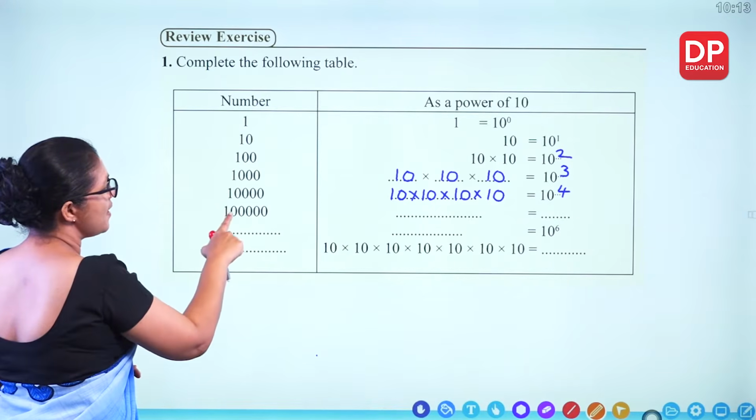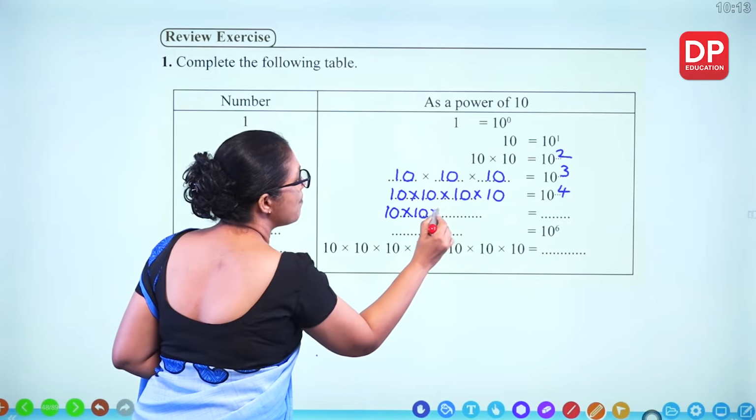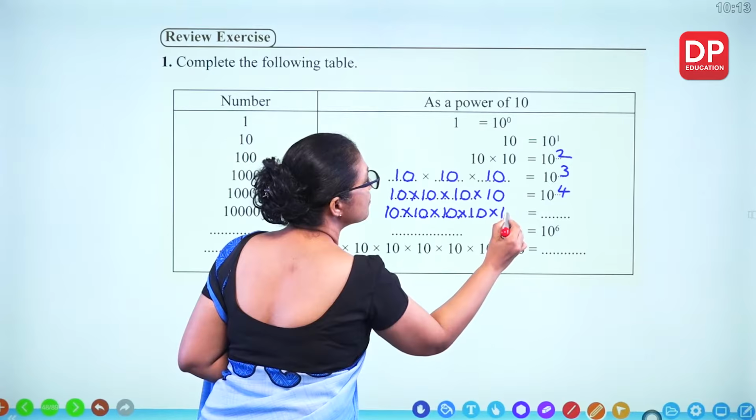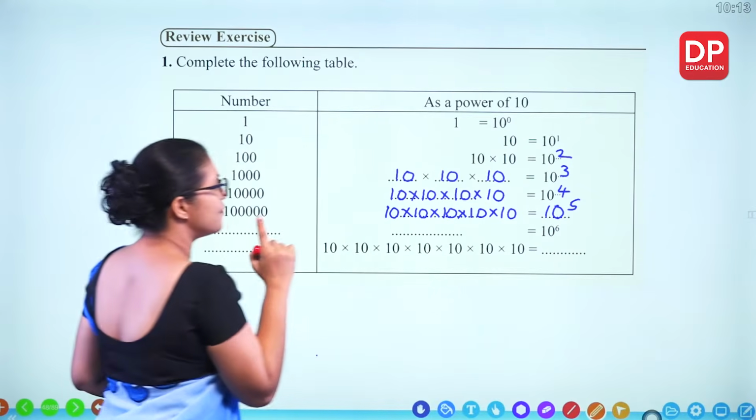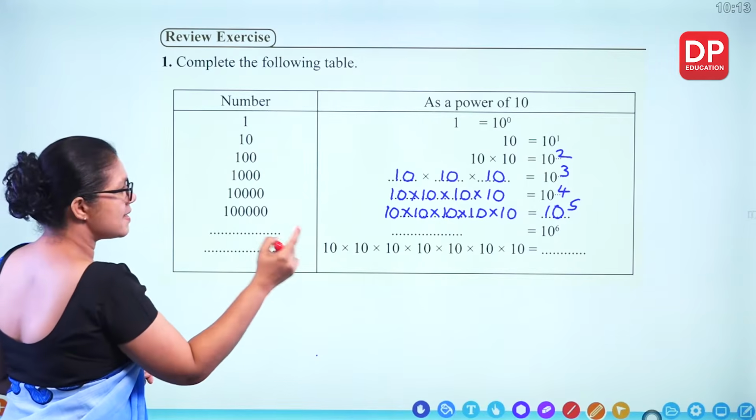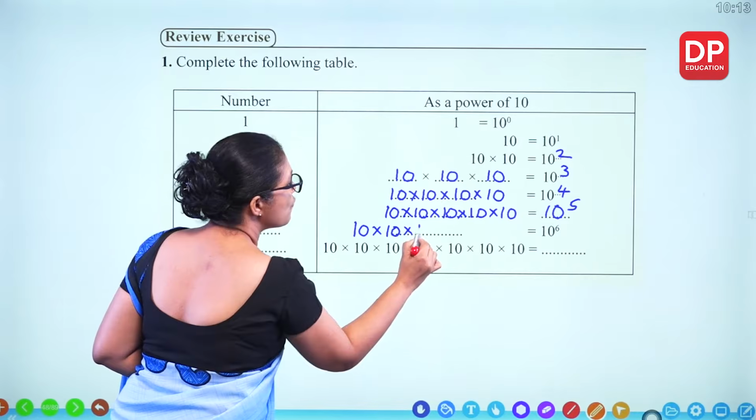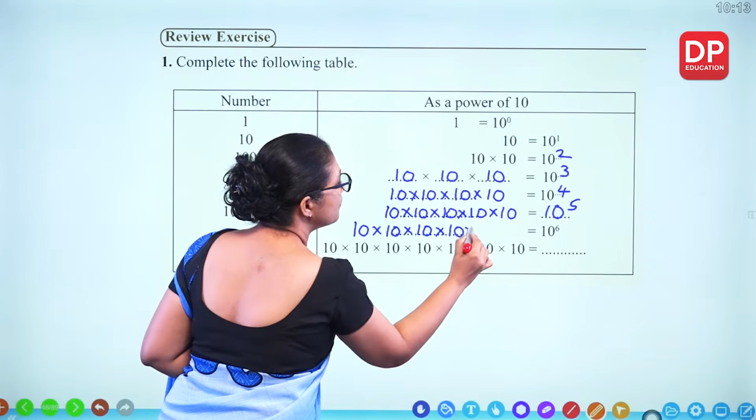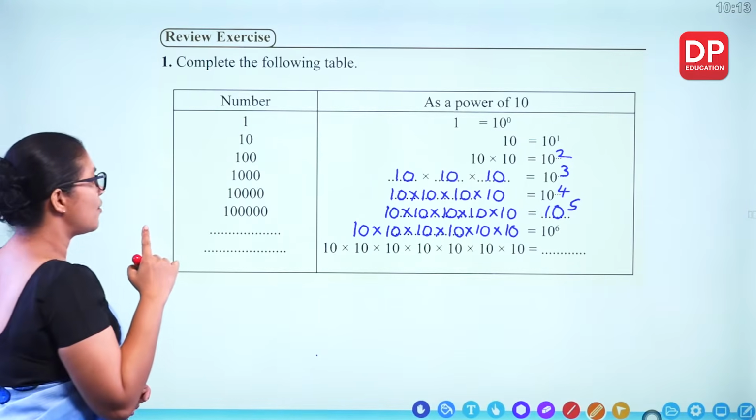How many zeros are there? 5 zeros. That means 10 we need to multiply by 5 times. Then 10 to the power 5. Then 10 to the power 6 is there. That means 10 6 times. You have to multiply 6 times. Now the next one.